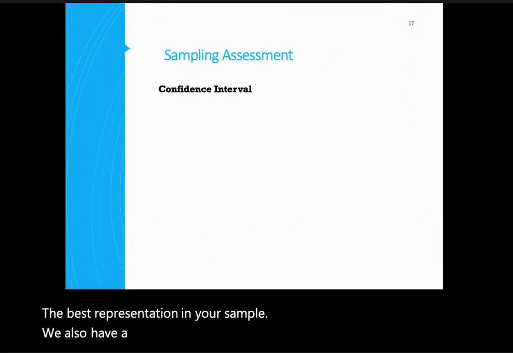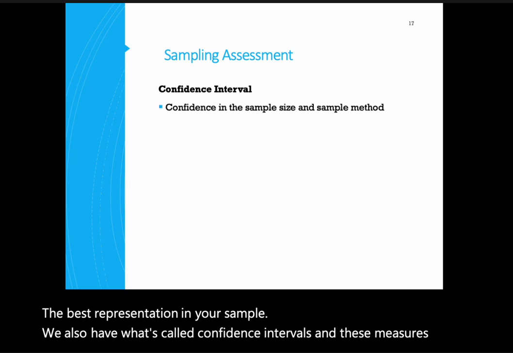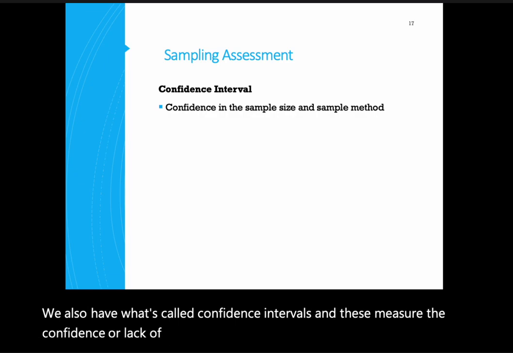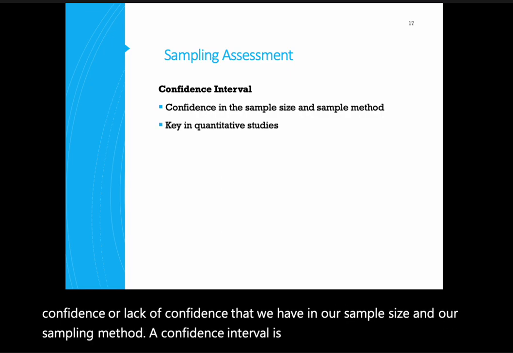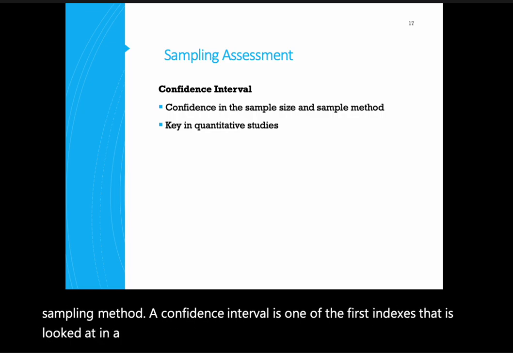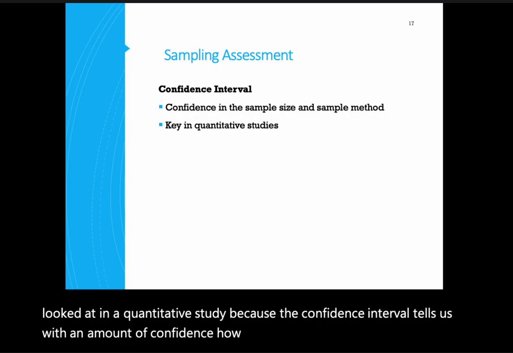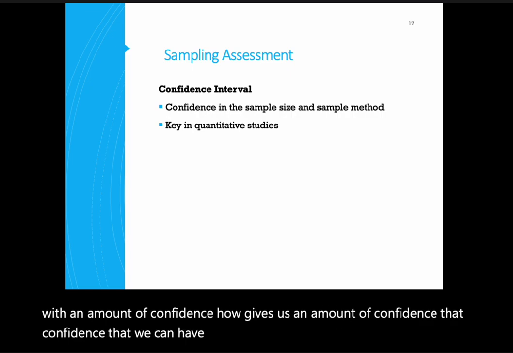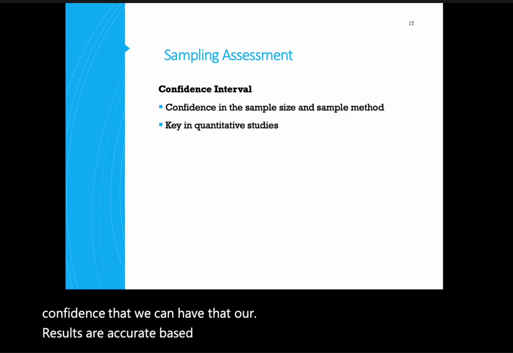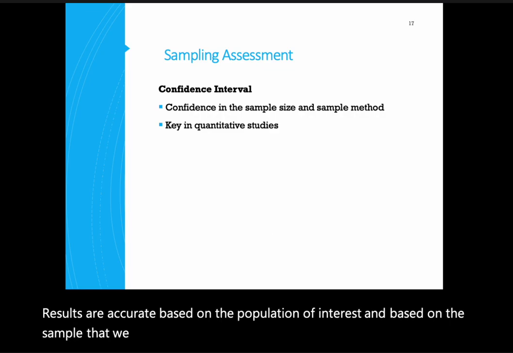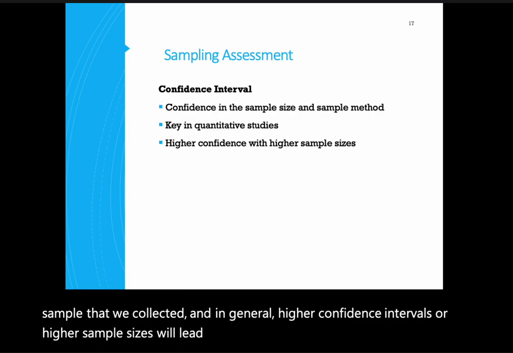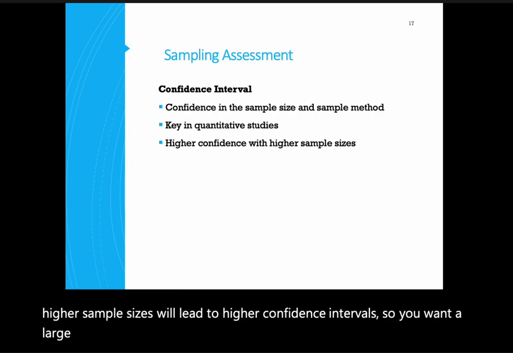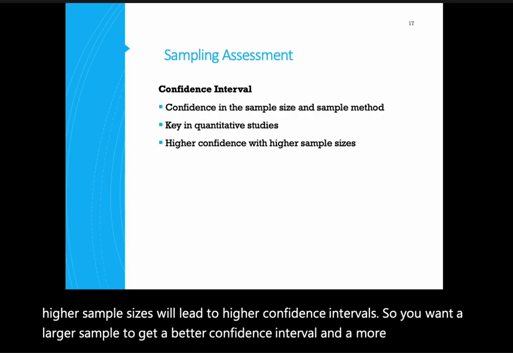We also have what's called confidence intervals, and these measure the confidence or lack of confidence that we have in our sample size and our sampling method. A confidence interval is one of the first indexes that is looked at in a quantitative study, because the confidence interval gives us an amount of confidence that we can have that our results are accurate based on the population of interest and based on the sample that we collected. And in general, higher sample sizes will lead to higher confidence levels. So you want a larger sample to get a better confidence interval and a more stable confidence interval.